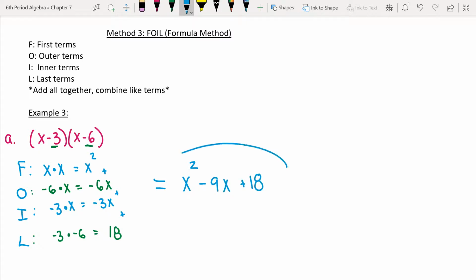You have to make sure your answer is in standard form, which I know it is, because from left to right, my exponents go down. And then I get my same answer.